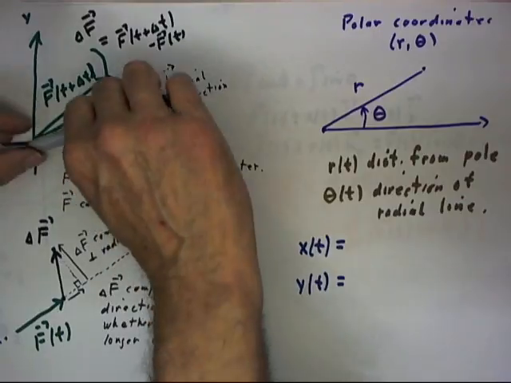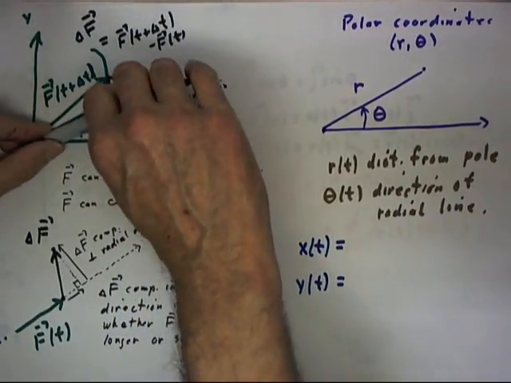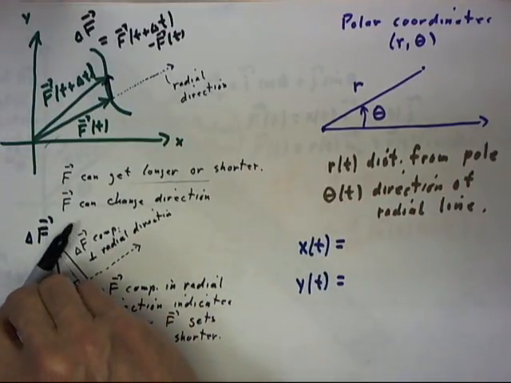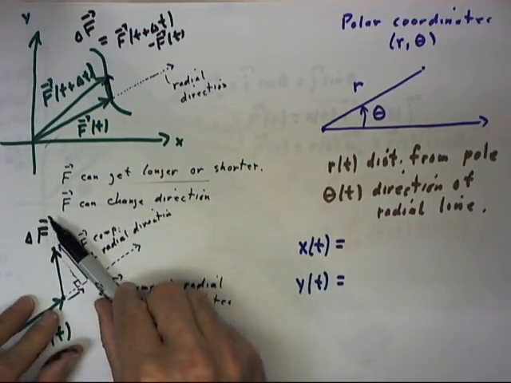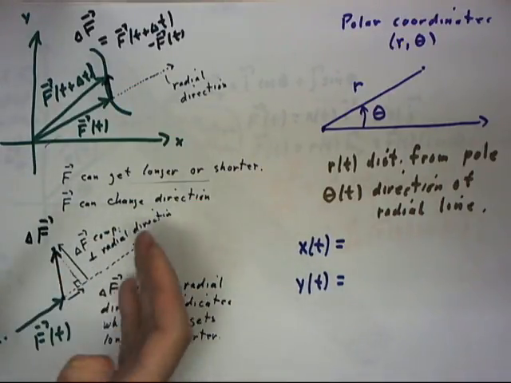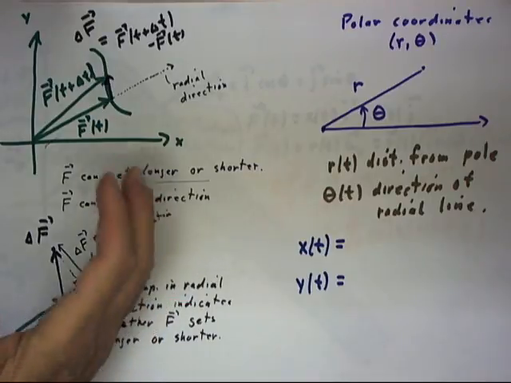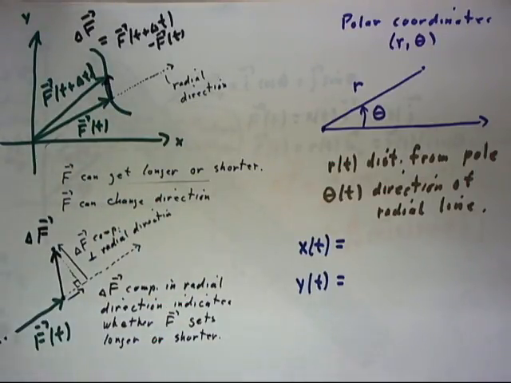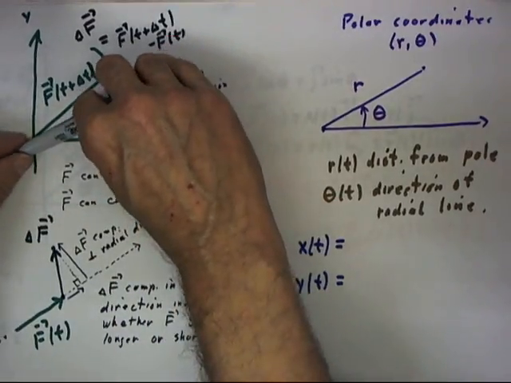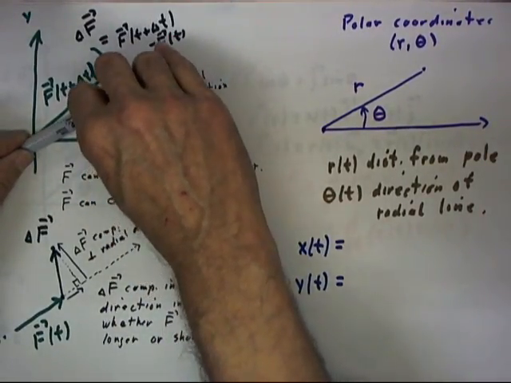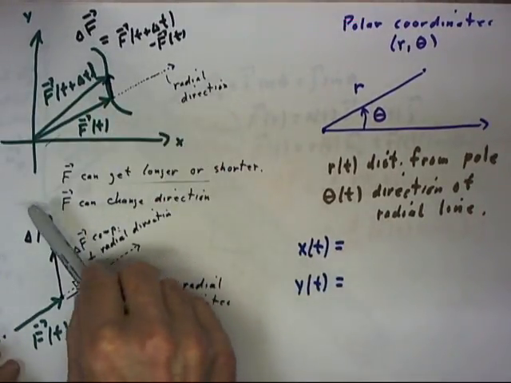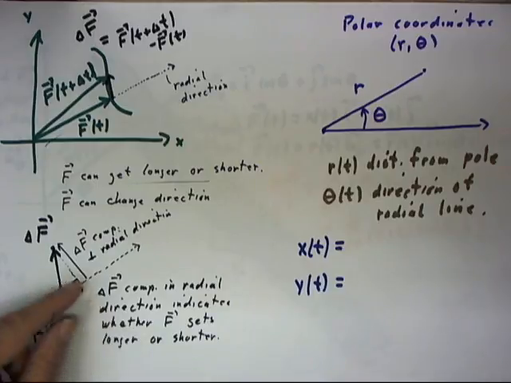Now, f of t could change in the clockwise direction or in the counterclockwise direction. If f of t changes in the counterclockwise direction, then the component perpendicular to the radial direction will be in this direction, rotated in a right-hand sense with respect to the radial direction. If f of t is changing direction in the clockwise direction, then the delta f component will be back this way.